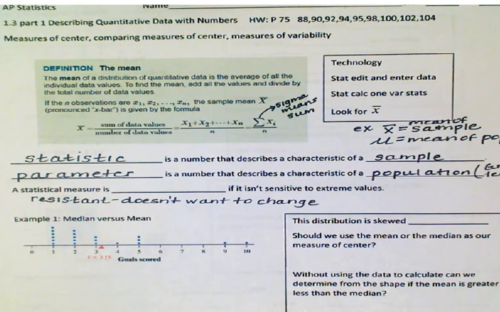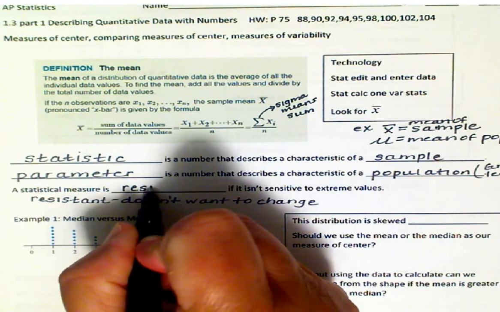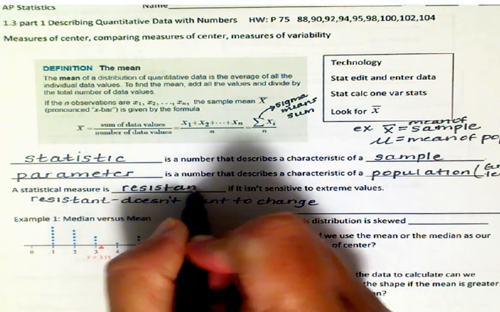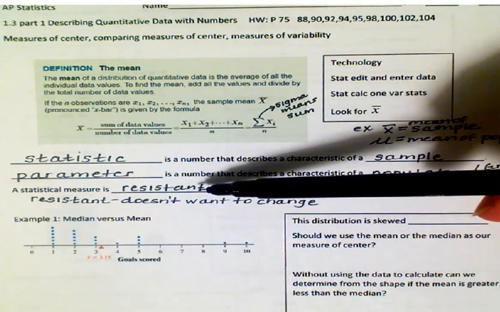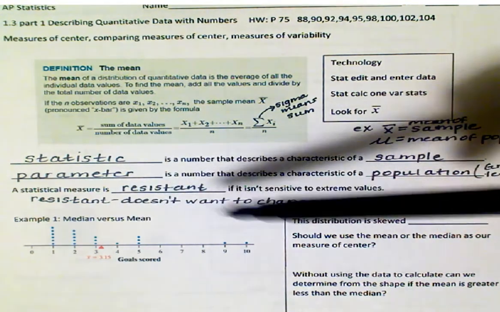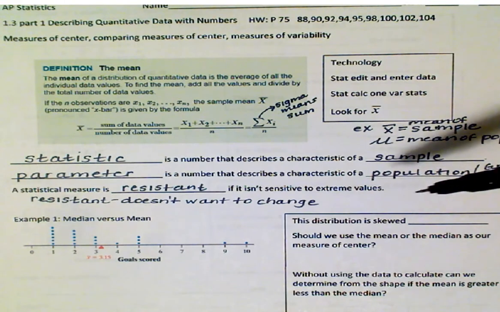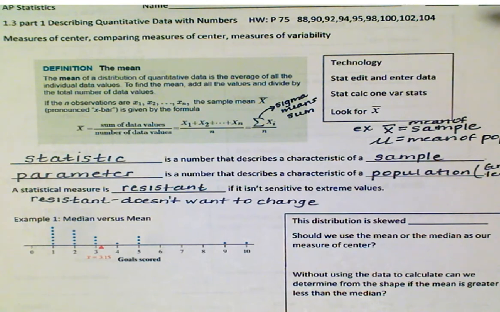Now, a statistical measure is resistant, so fill that blank in, if it isn't sensitive to extreme values. Extreme values are like outliers. When you think of resistant, it probably means doesn't want to change. That's what it means when you have a statistical measure that's resistant: it doesn't want to change.